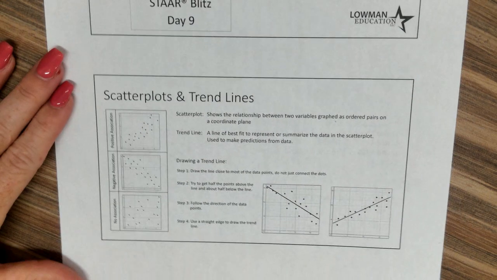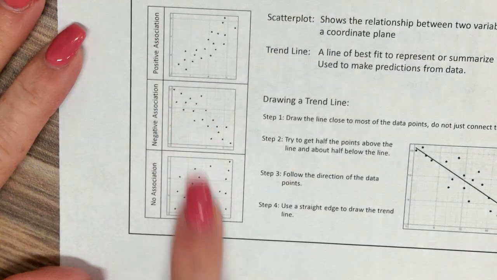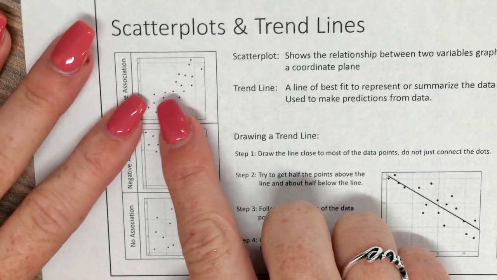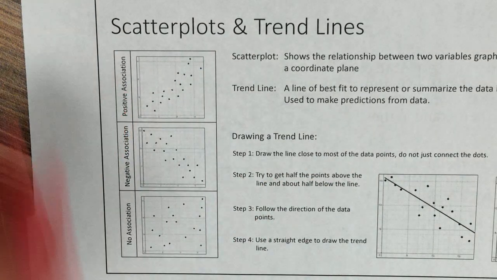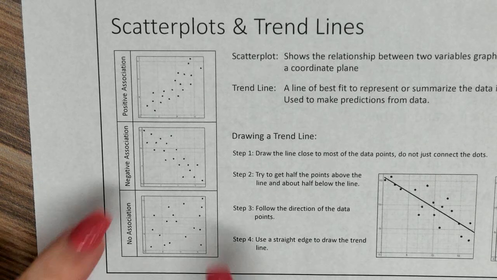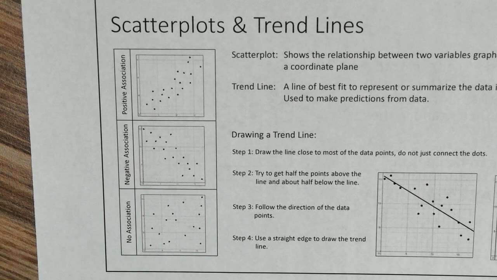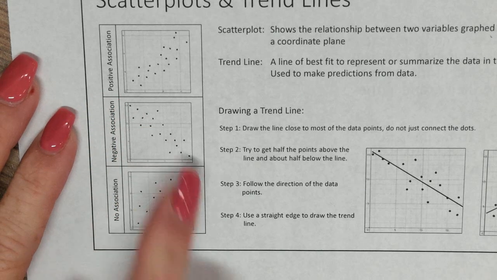Okay, so let's look at the different types of trends. Everybody look at these on the left. Why is this a positive trend? Because it's going up. From left to right, it's moving in an upward pattern. Why is this called negative? Because it's going down. From left to right, it is moving in a down pattern.